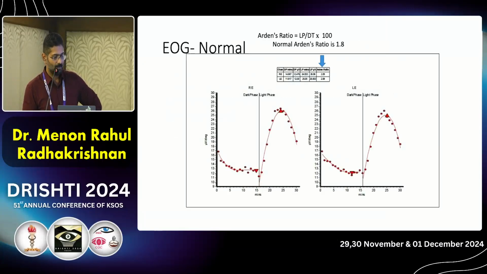So I'll just take one. This is a normal EOG. Basically what we do is the light peak to dark trough is multiplied by 100 and we get the Arden ratio. The normal Arden ratio is around 1.8. Somewhere between 1.65 to 1.8 is subnormal, and less than 1.65 is completely abnormal.